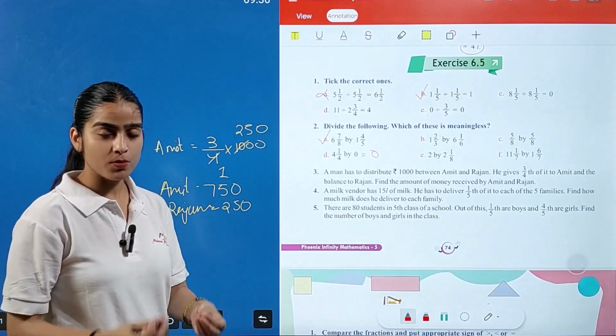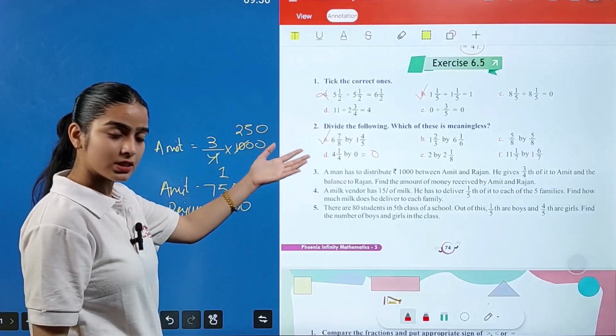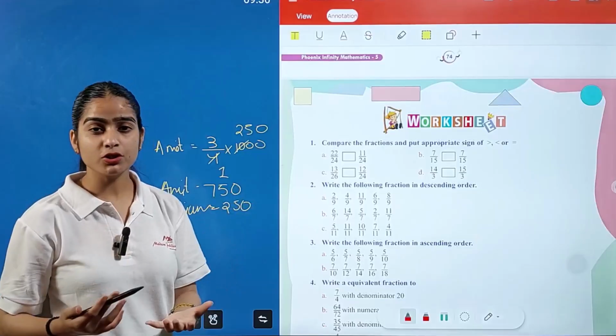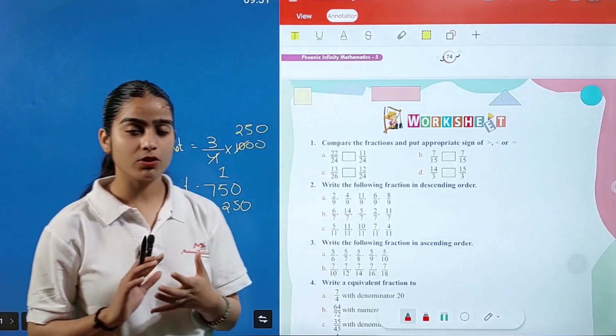Okay. Now you can do the rest of the two questions on your own because they are very simple and we already discussed so many questions related to the same operations till now. Now we move forward to the next. We have a worksheet where you have a combination of questions which you have already done in your exercises.